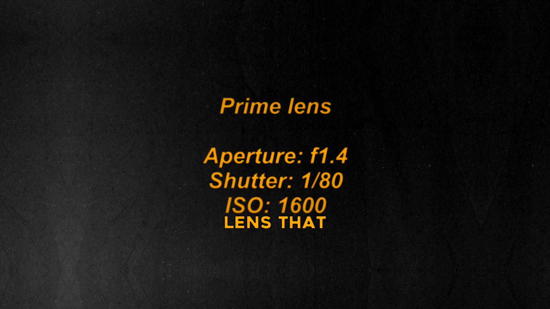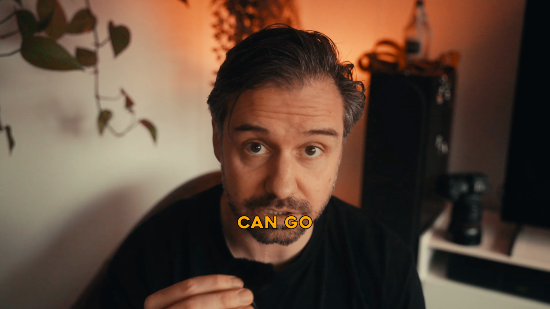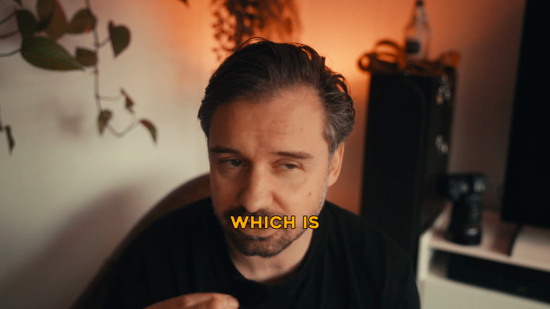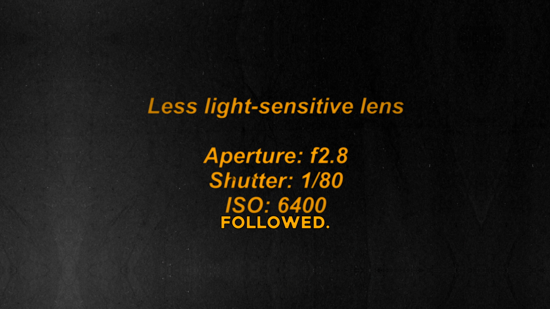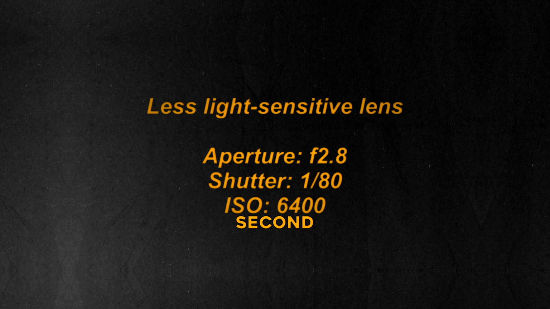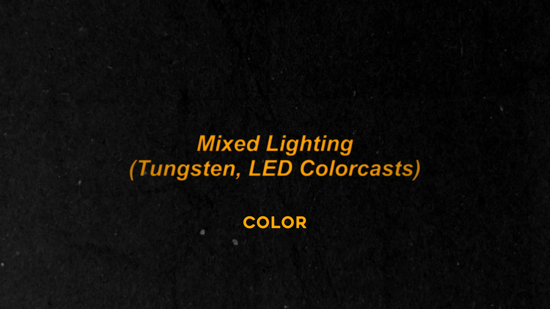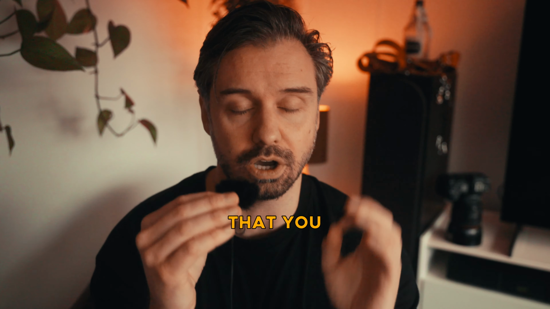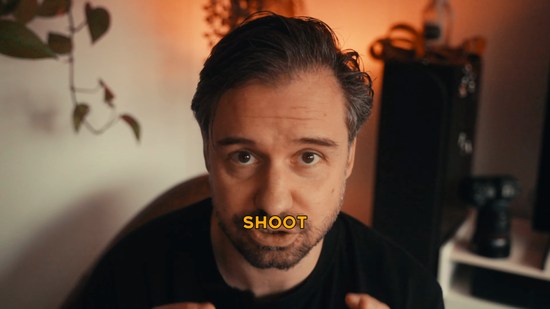And if you don't have a lens that can do that, for instance you have a lens that only can go down to f2.8, which is still fine, the settings are as follows: f2.8, 1/80 of a second, ISO 6400. Mixed lighting and LED color casts. So it goes without saying that you always shoot RAW, never shoot JPEG.